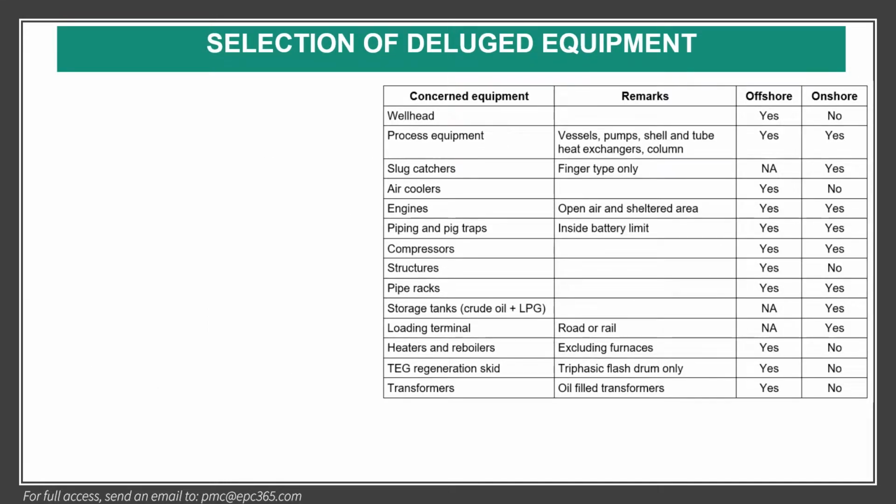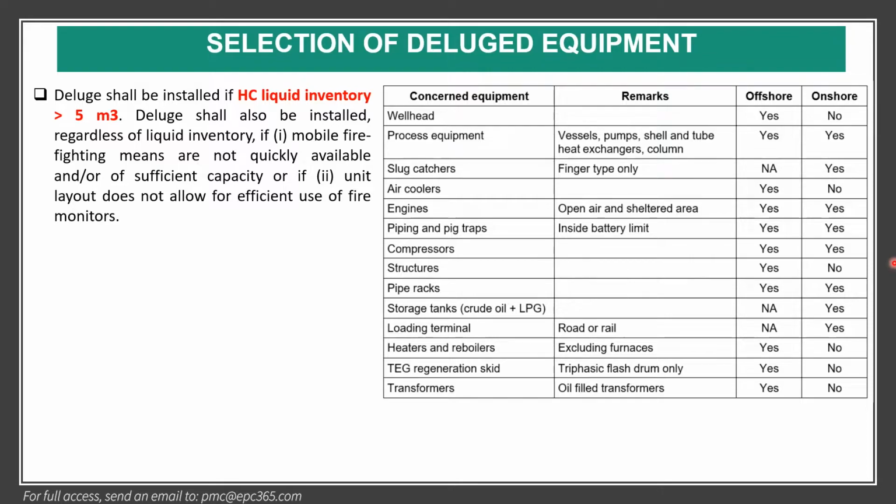So selection of deluge equipment. Normally in the installation there are the company guides or the code and standards. For example, here offshore and onshore, you see, for example, for wellhead, in offshore you have to put deluge, and in both cases for onshore and offshore, all the vessels that contain hydrocarbon, or pump, heat exchanger or column, should be deluged. A slug catcher is for onshore, etc. So the criteria for the deluge is normally by the liquid hydrocarbon inventory. If it is greater than 5 cubic meter, normally you will deluge the equipment.